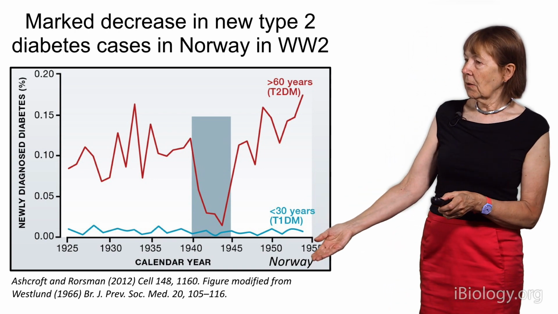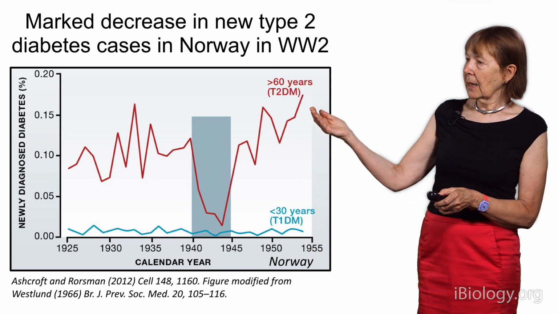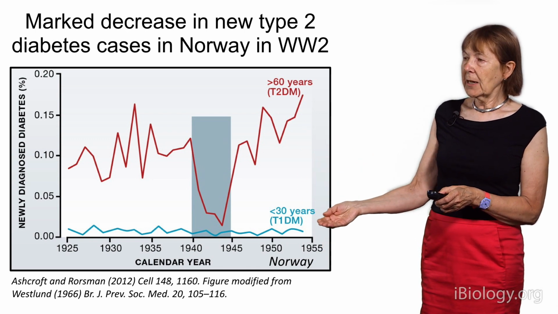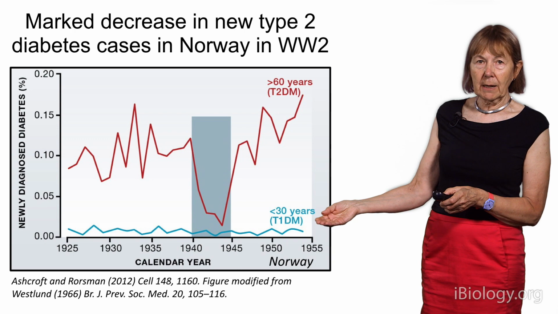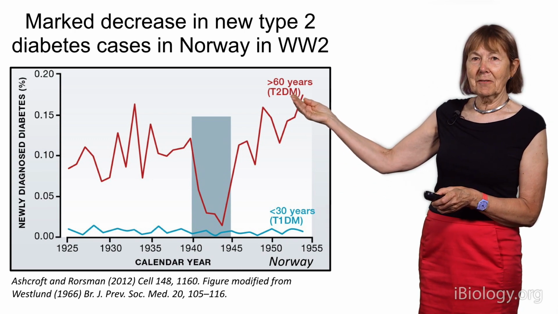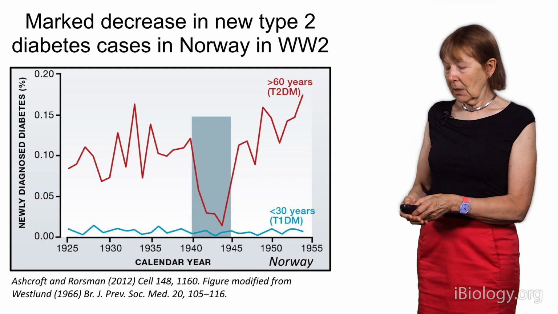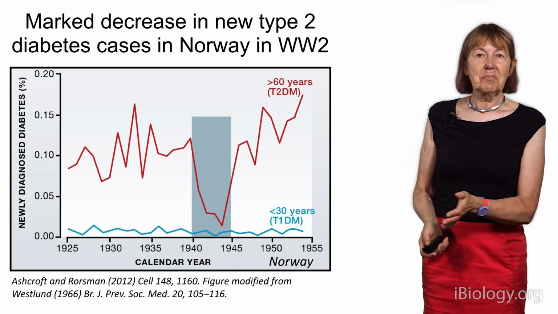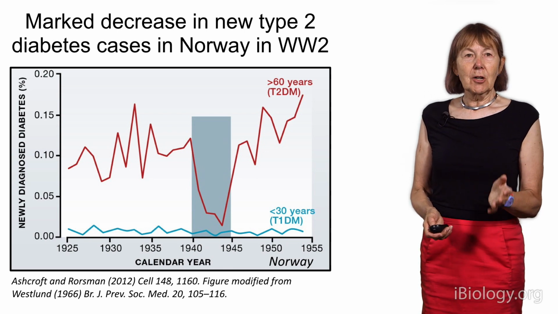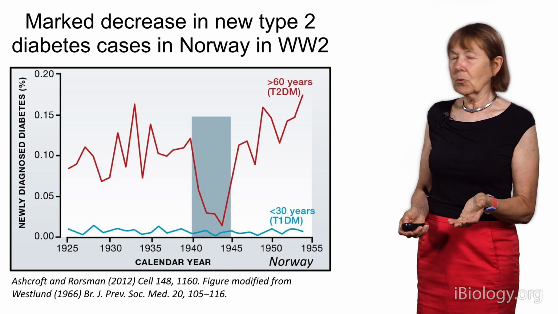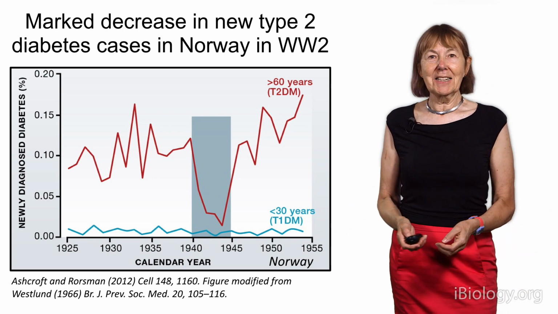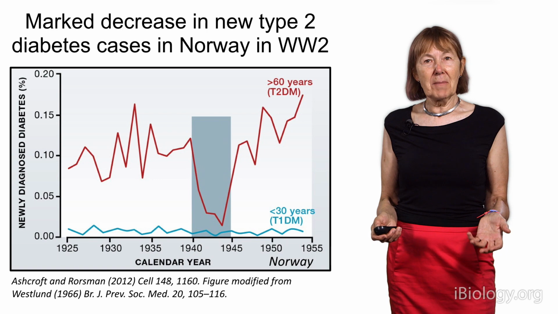So the years are plotted along the bottom, against the newly diagnosed cases, for patients who are under 30 years, who probably have type 1 diabetes, and patients who are over 60 years, who probably have type 2 diabetes. And what you'll notice is that type 1 diabetes barely changes, but type 2 diabetes shows a dramatic crash during the years of the Second World War. And this is almost certainly because they actually had less to eat, and they probably also had a much better diet.